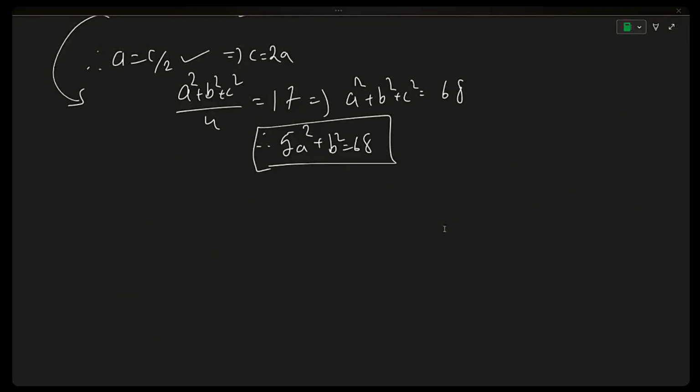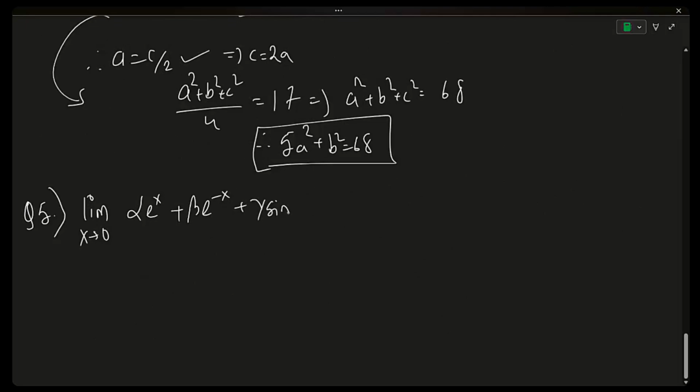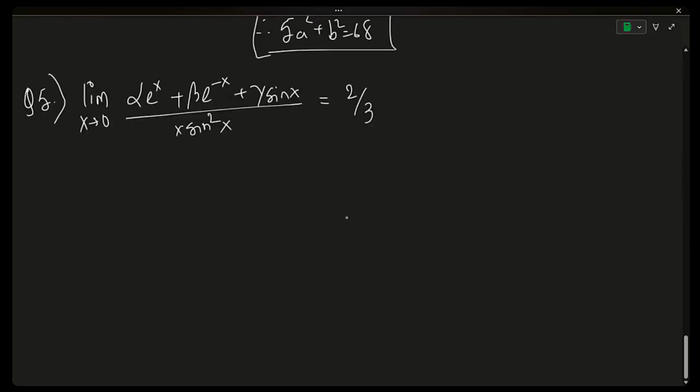Okay, so we have question 5. Limit x tends to 0, alpha e to the power x plus beta e to the power minus x plus gamma sine x, whole divided by x sine square x, and this is equal to 2 by 3. And they have given a bunch of options, but I don't think that's important. What's important is we need to simply solve this.